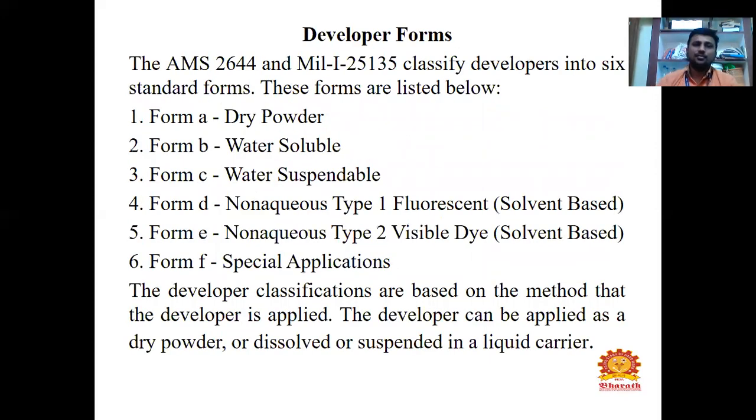The ASTM standards classify developers into six standard forms. One is dry powder, two is water soluble, the third is water suspendable, and the fourth is non-aqueous, either fluorescent solvent based or visible type based, for specific applications. The developer classifications are based on the method by which the developer is applied. The developer can be applied as a dry powder or dissolved or suspended in a liquid carrier.